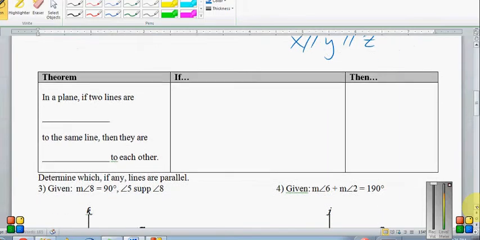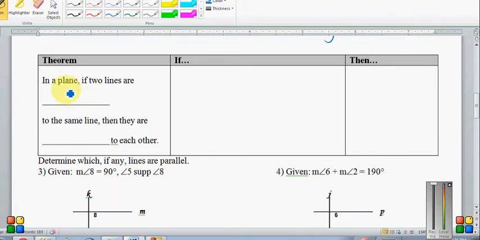Second theorem we have is, in a plane, if two lines are perpendicular, we're going to use this upside down T symbol for perpendicular, just like we use two slashes for parallel. So upside down T means perpendicular. So if two lines are perpendicular to the same line, let's see what that looks like.